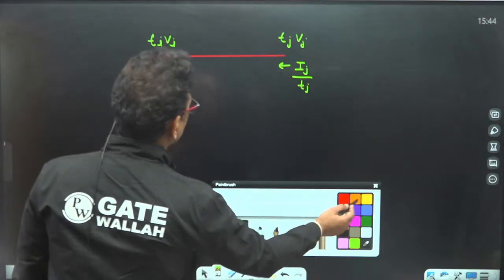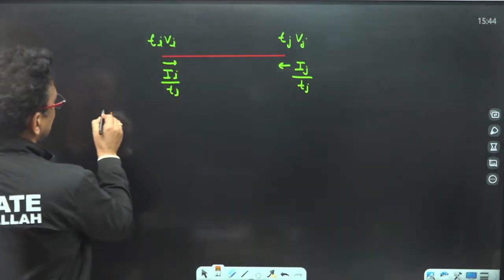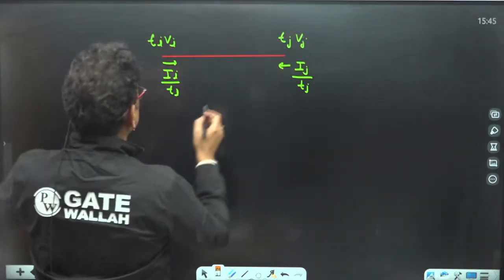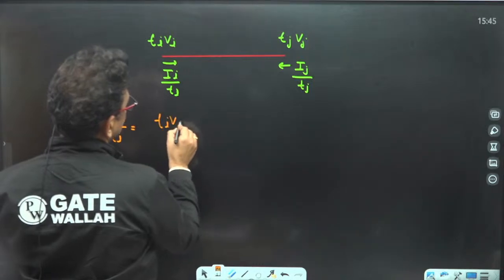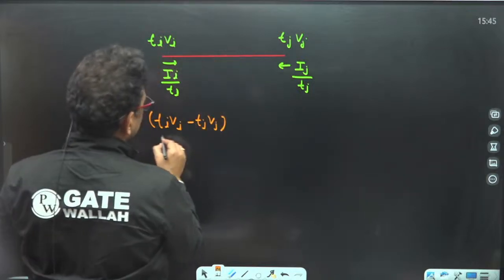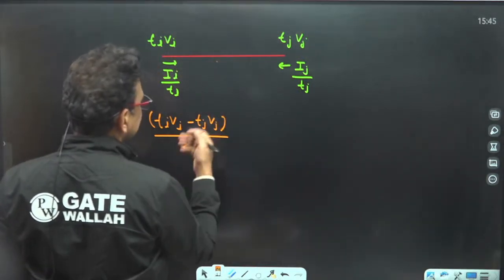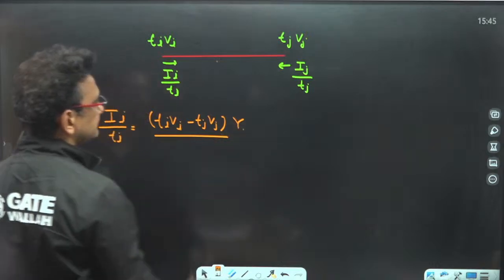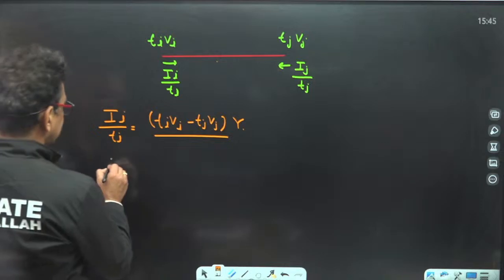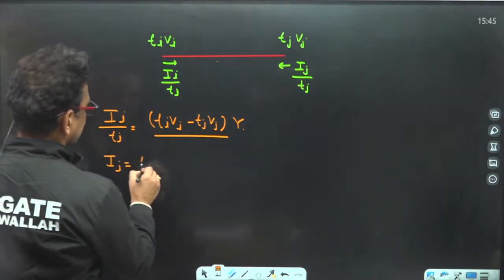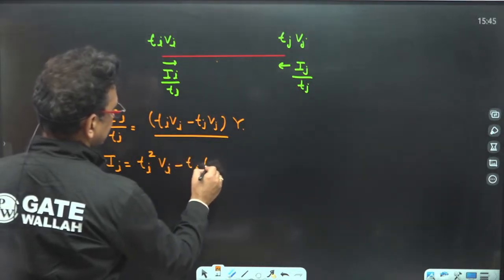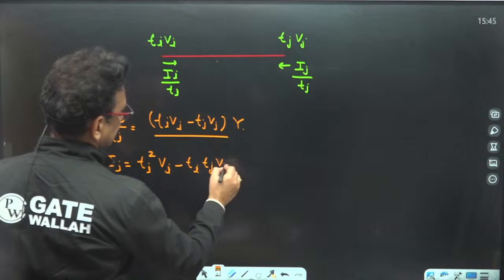Now, apply the nodal method. This current Ii upon Ti is nothing but the difference of voltage, Ti Vi minus Tj Vj, divided by impedance, and the inverse of impedance is nothing but the admittance, and this admittance is given. Clear? Impedance inverse is the admittance. So Ii becomes Ti square Vi Y minus Ti Tj Vj Y.